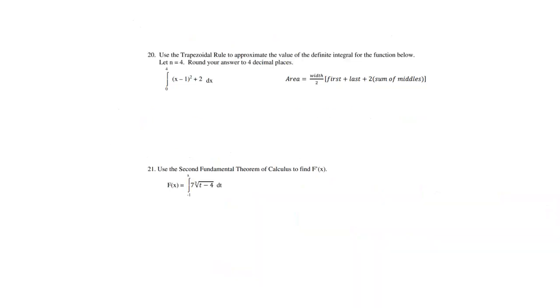Trapezoid rule. They give you what the trapezoid rule is there. I don't know if I'd give you that. I might give you like a right-hand rule for the same thing. And they tell you let n equal 4. So if we're going to do this one, let's say we use the right endpoints.